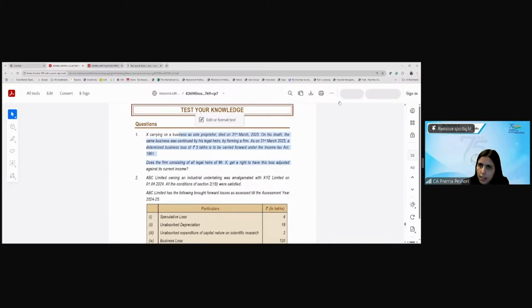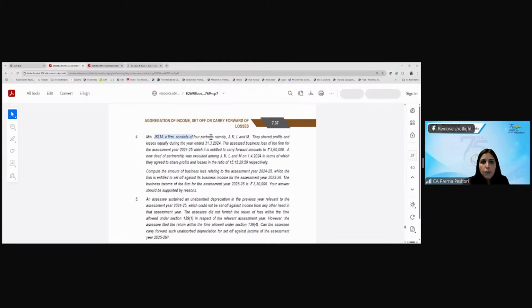Clear? Fine. Next question. JKLM, a firm, consists of four partners, JKLM. They share profits and losses equally. The assessed business loss, which is entitled to be carried forward, amounts to 360. A new deed was executed among JKLM on 1/4/24, in terms of which they agreed to share the profit and losses in the ratio of 15:15:20:50. Compute the business loss relating to 24/25 which the firm is entitled to set off against the business income for the assessment year 25/26. The business income of the firm for the AY 25/26 is 3,30,000. So can the firm carry forward the losses?